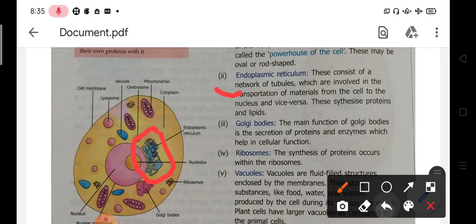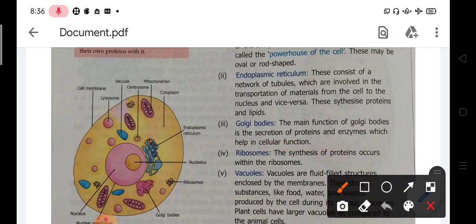Next we talk about Golgi bodies. Golgi bodies are small structures. You can see the diagram over here. These are small structures located near the nucleus, and the main function of the Golgi body is the secretion of protein and enzyme. That means proteins and enzymes are secreted. They release or secrete proteins and enzymes, which help in cellular function. Means when it is required, it is provided by the Golgi bodies.